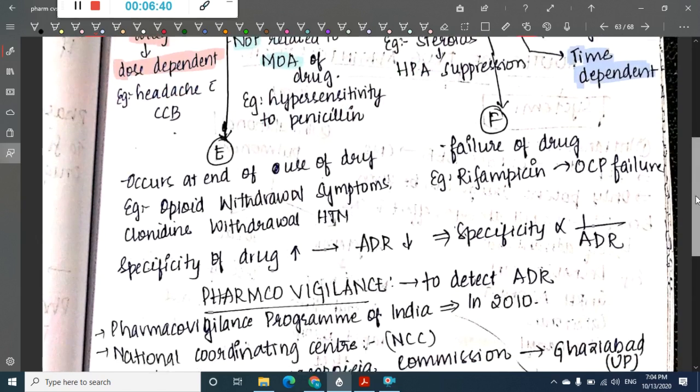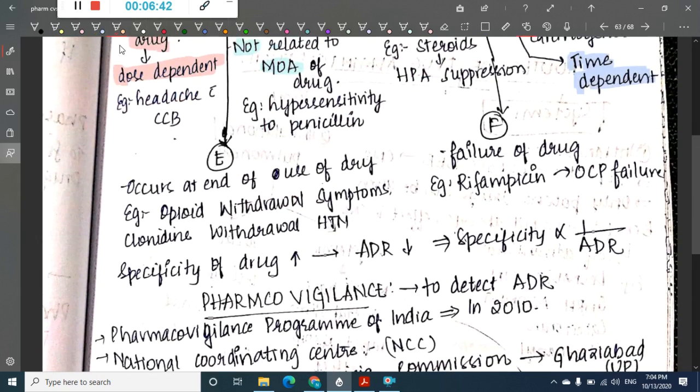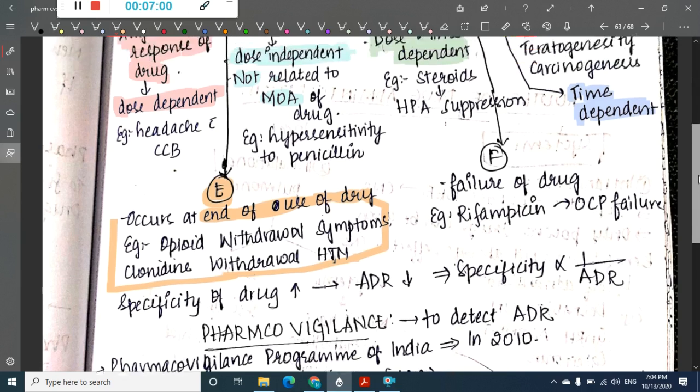Then we have E. In E, this occurs at the end of the use, that is, these occur after stopping the use. That means these occur in opioid withdrawal symptoms and clonidine withdrawal hypertension. So these are end of use reactions.